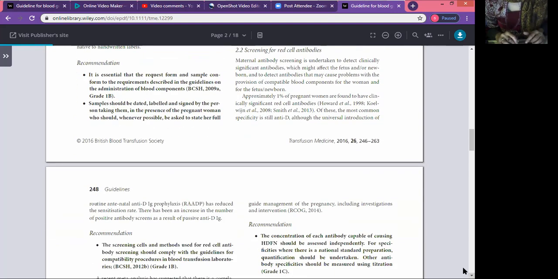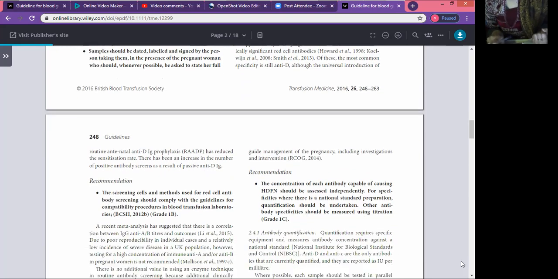Now, screening for red cell antibodies. First we take the sample. First of all there is the informed consent of the patient, then the sample is taken at the bedside by the phlebotomist, who notes down the time the sample was taken and also the patient credentials, that is her name, date of birth and MR number.